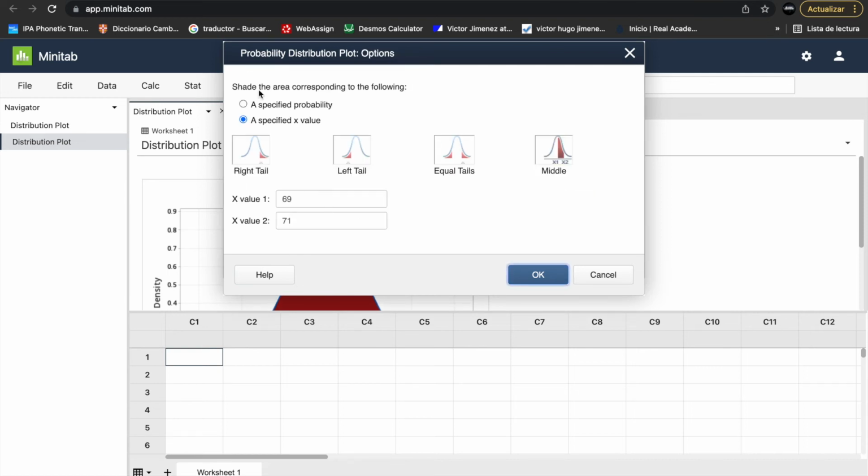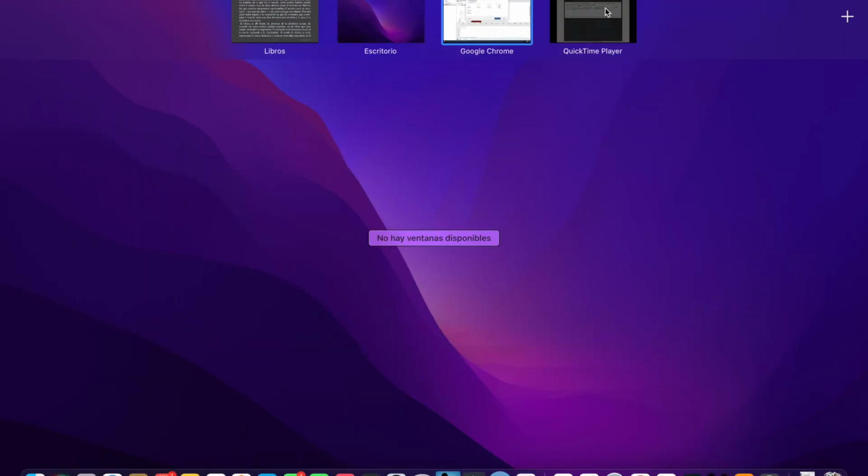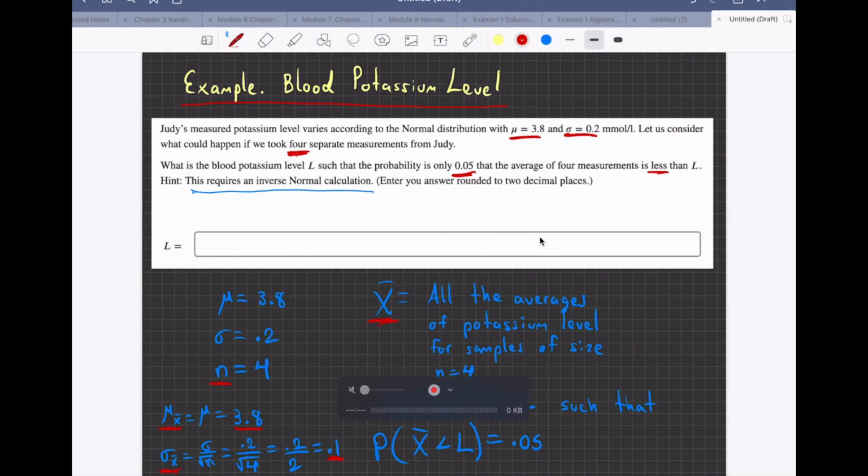Then Options. Here, be careful. We're looking for an observed value, so we have to specify the probability. You need to use the right tail. This probability should be such that the value for L is here. So this region here, this is the area we know, and it's supposed to be 0.05. So what is the value for L that makes this possible?